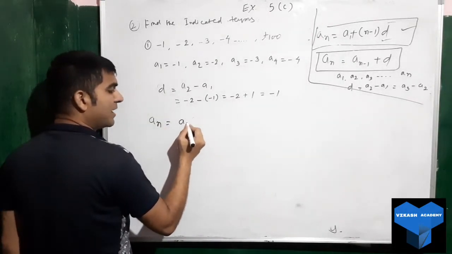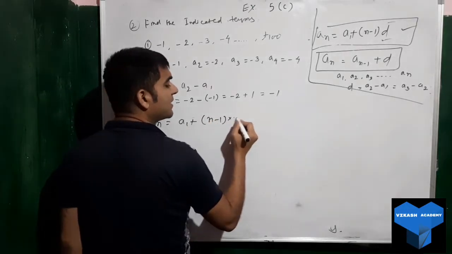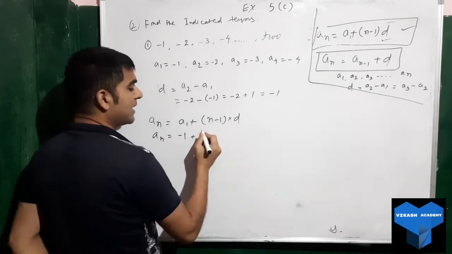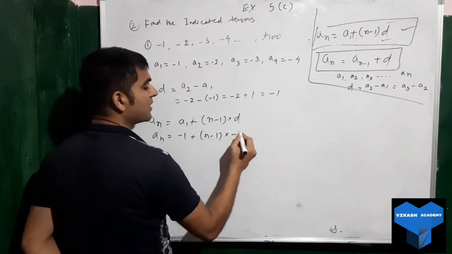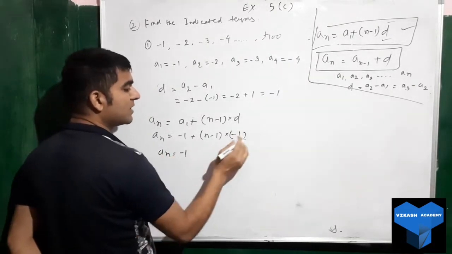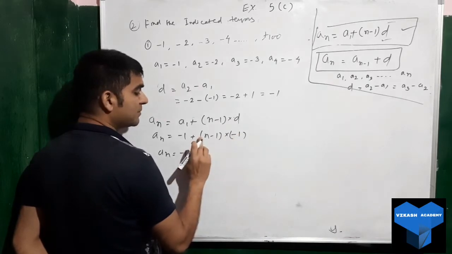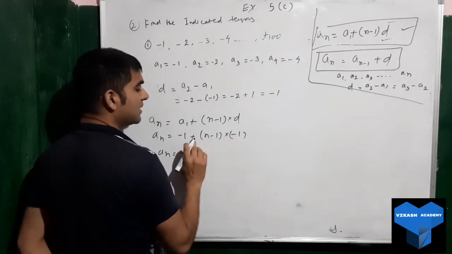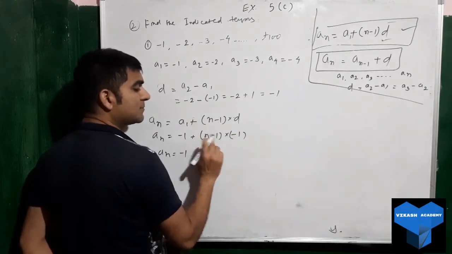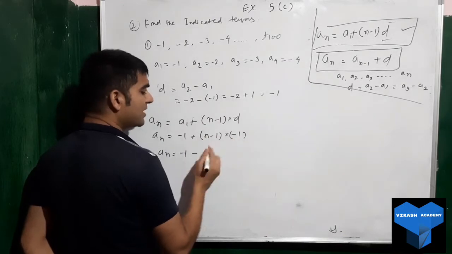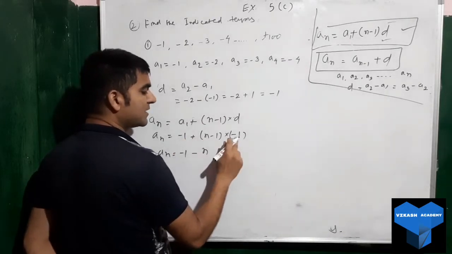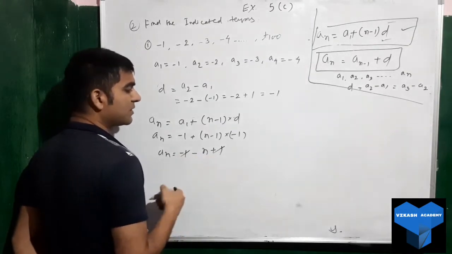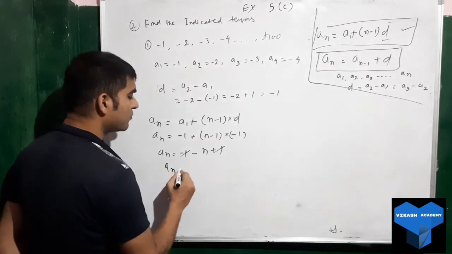So An is A1 plus n minus 1, into d. A1 we have here minus 1, plus n minus 1, then d we got here minus 1. Now see, next step: An is equal to minus 1 plus n minus 1 into minus 1. First we multiply the signs. Plus into minus 1 will be minus n. Minus into minus is plus, then 1 into 1 will be 1. Now minus 1 plus 1 cancels. So we got An is equal to minus n.